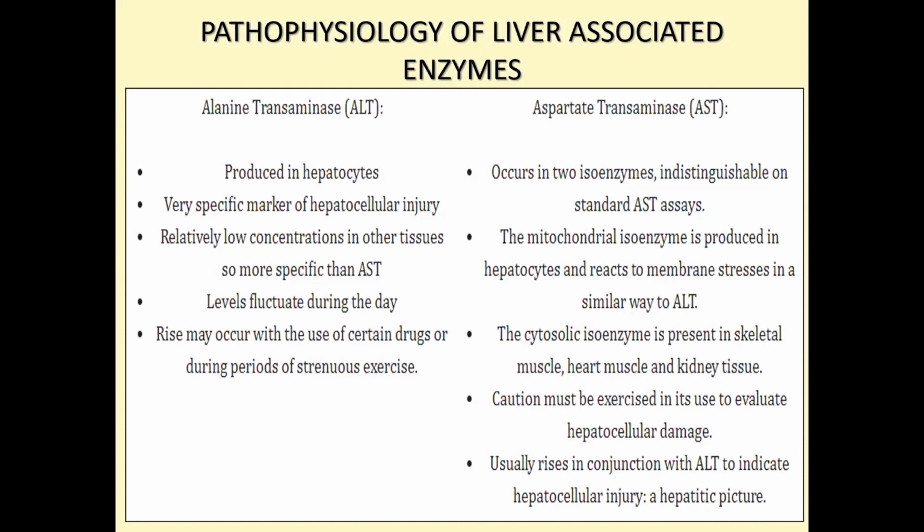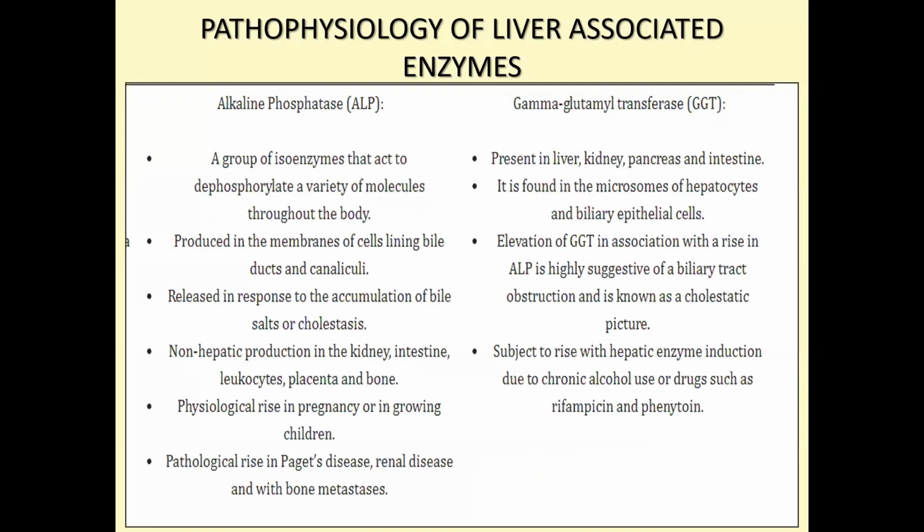Aspartate transaminase occurs in two isoenzyme forms, and the mitochondrial isoenzyme is produced in the liver. So when ALT changes in necrosis, etc., AST also changes because one of it is produced in the liver. The cytosolic isoenzyme is present in skeletal muscle, heart, and kidney tissues. Therefore, it is not that specific for the liver compared to ALT, and caution must be exercised when you evaluate hepatocellular damage. It rises along with ALT. So ALT and AST both will increase in liver disease, but ALT is more specific for liver disease compared to AST because of the location availability.